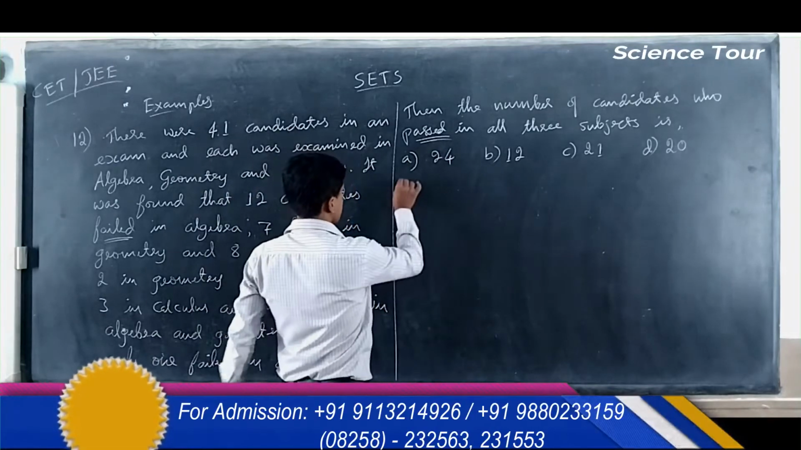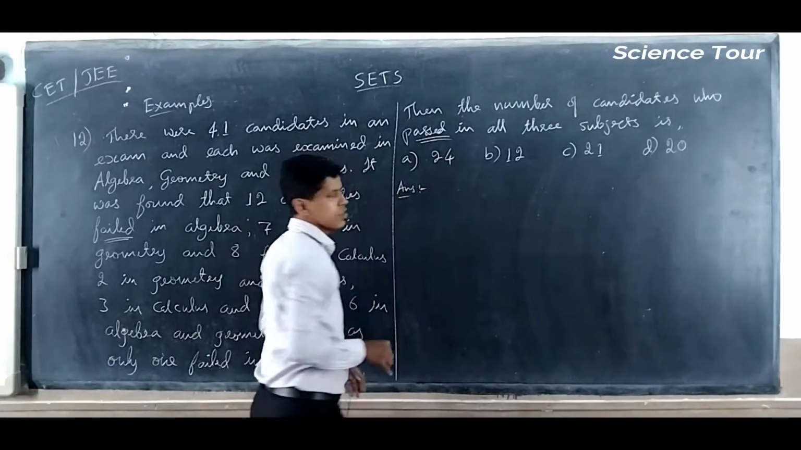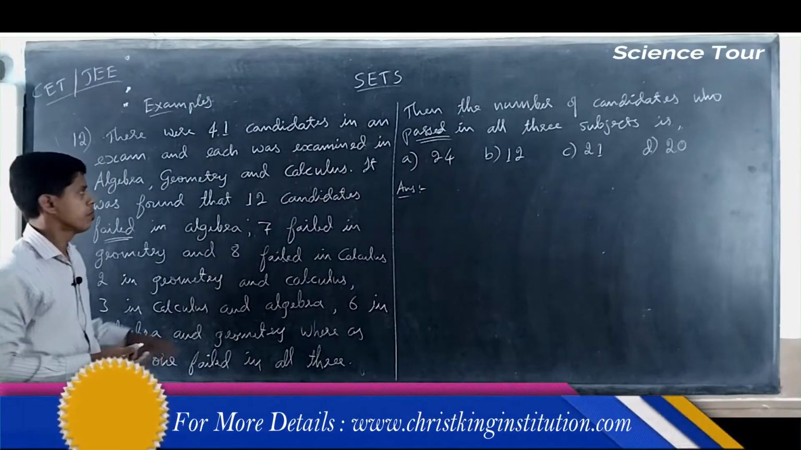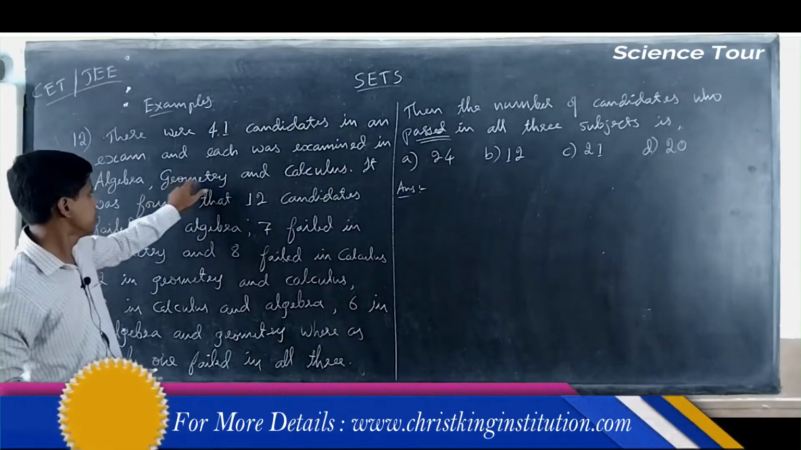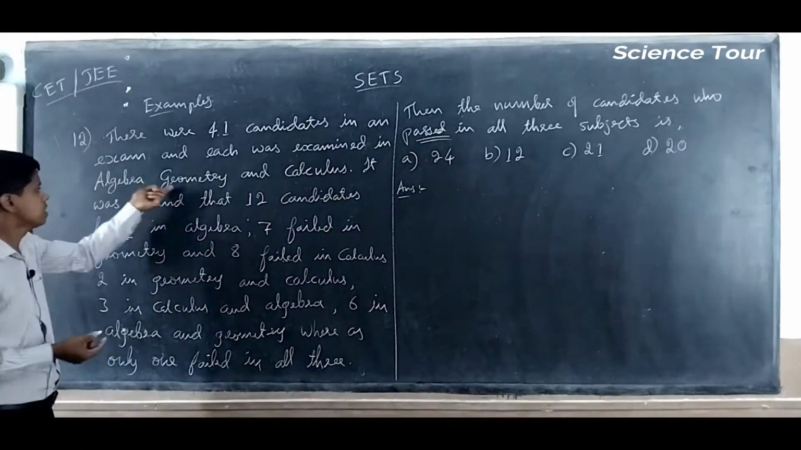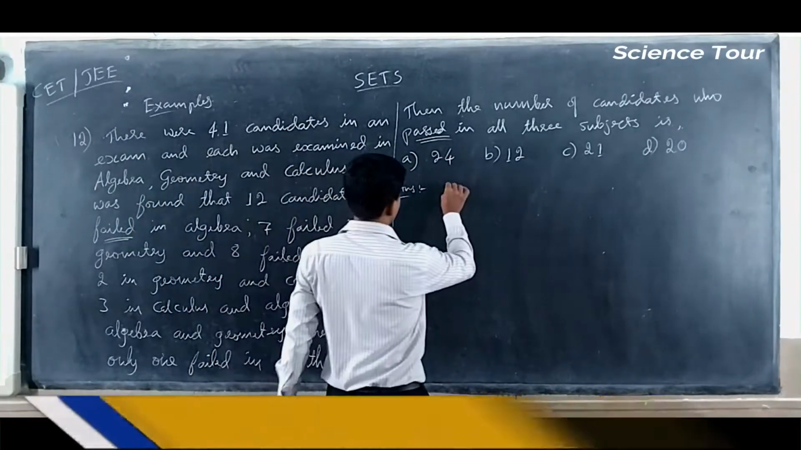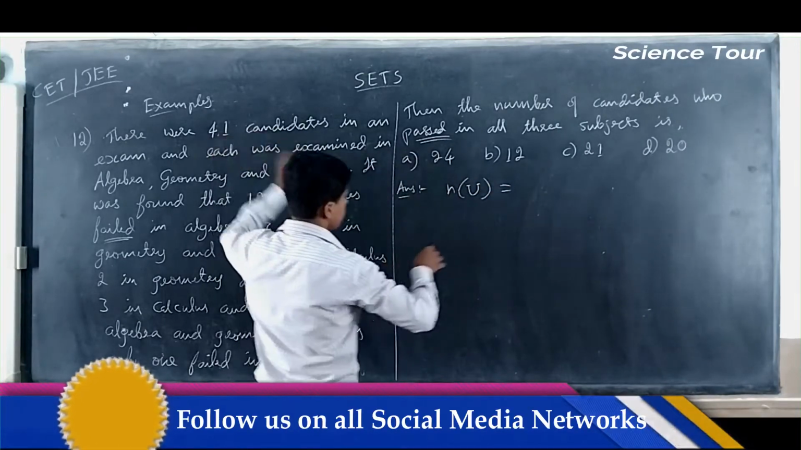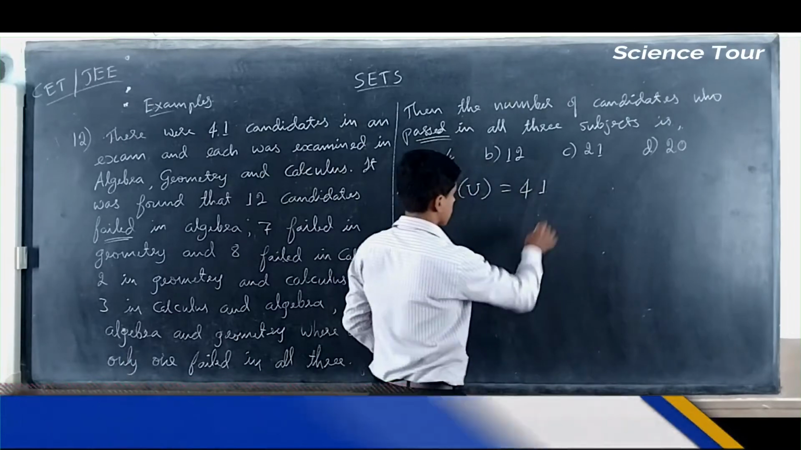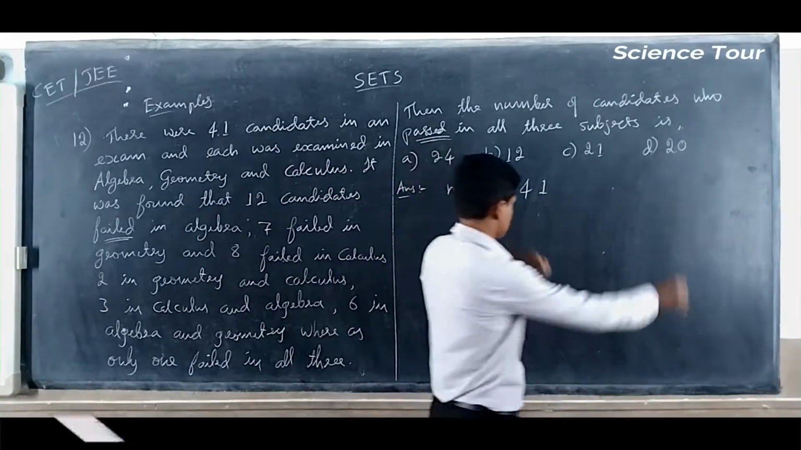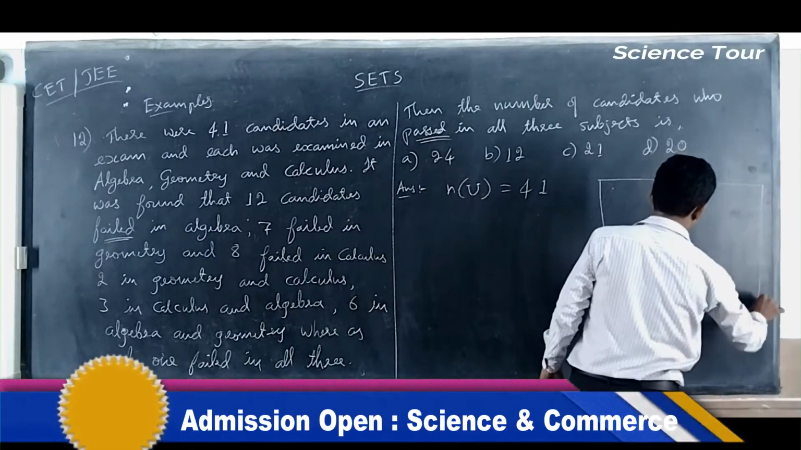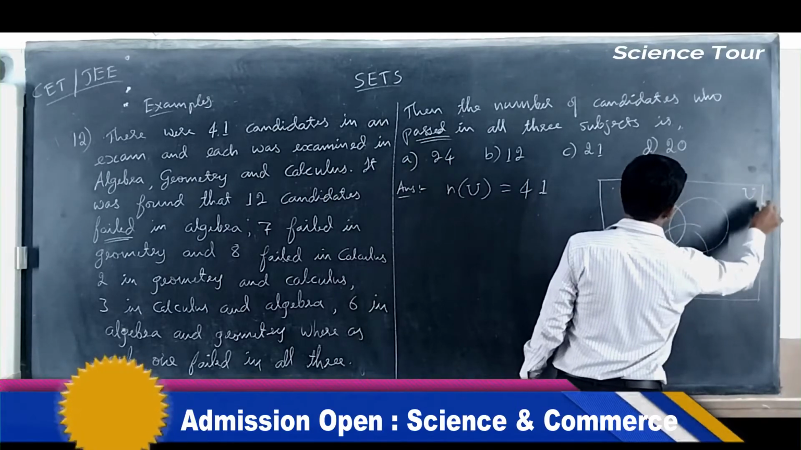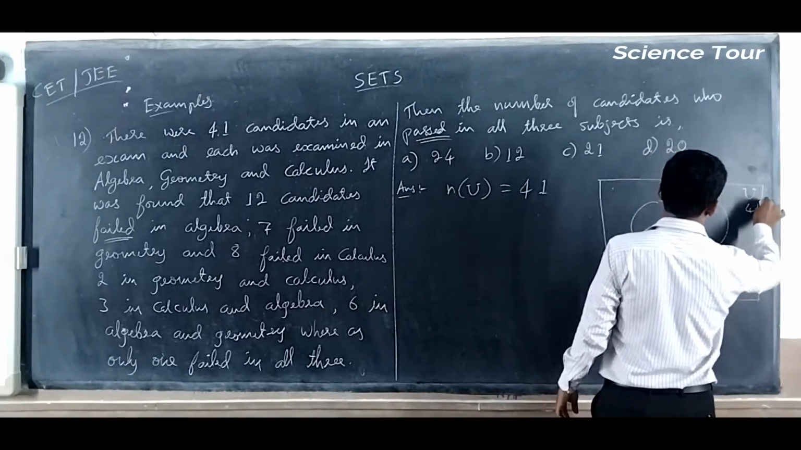Now let us start by giving some notations to algebra, geometry and calculus. For algebra we will take A, G and C. Before that, let me write what is n of U. There are totally 41 candidates, so that is the rectangle. In the universal set you have got 41 members.